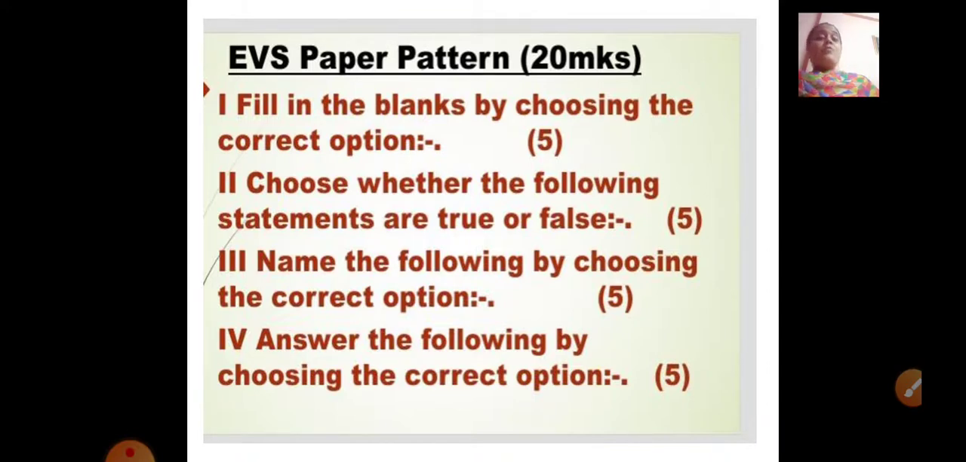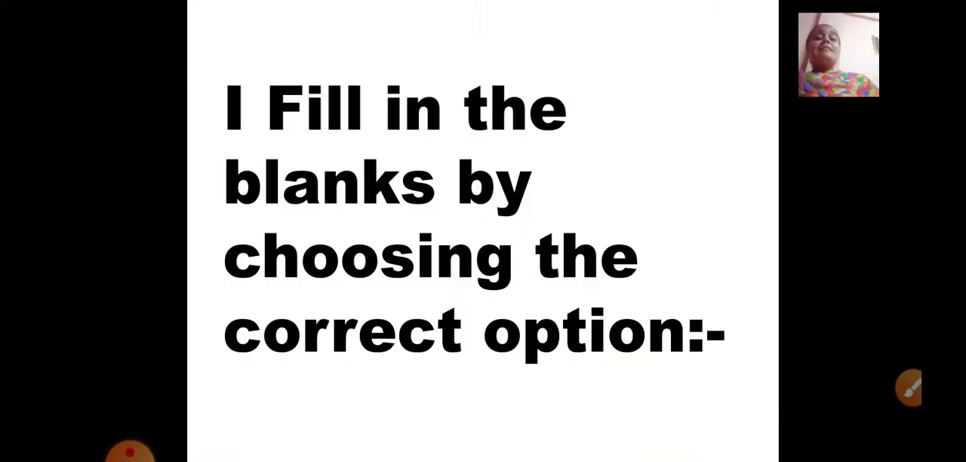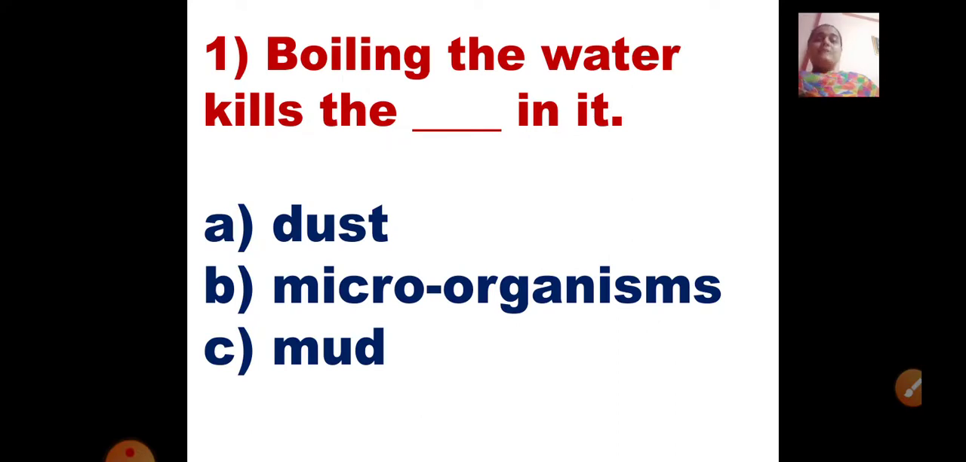Let us start by Roman number 1, that is fill in the blanks by choosing the correct option. Your number 1 question is, boiling the water kills the dash in it. Okay, means when we boil water, what happens? What does it kill inside the water? A option is dust, B option is microorganisms, C option is mud.